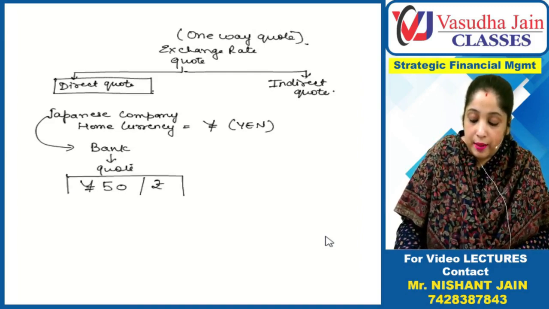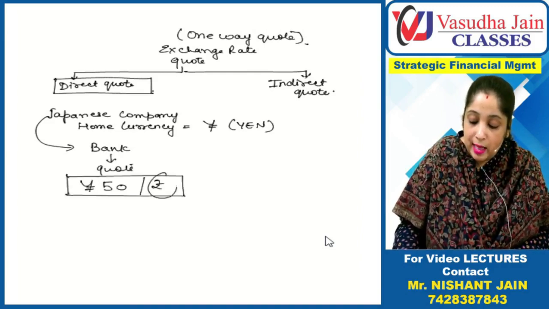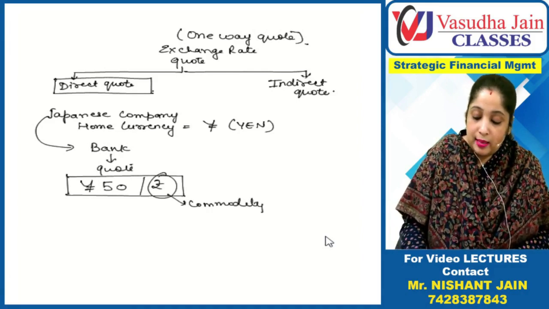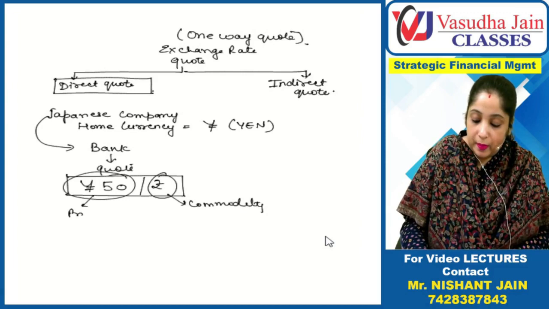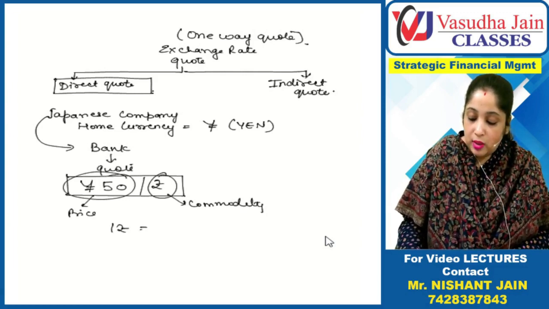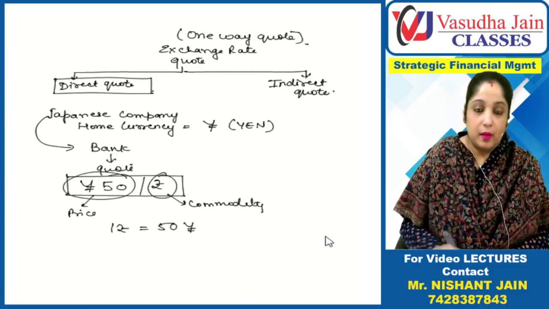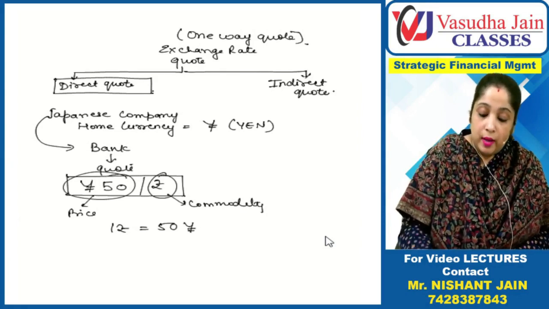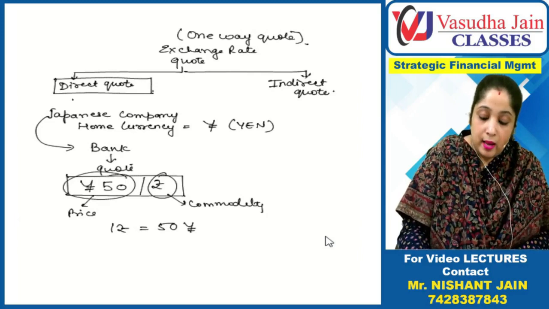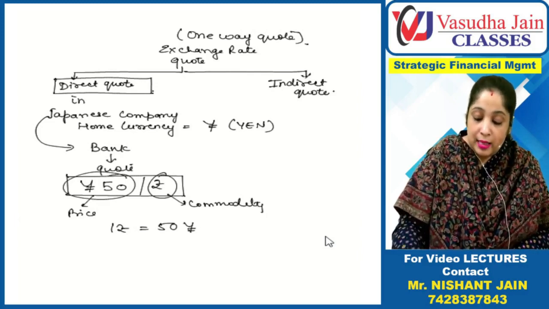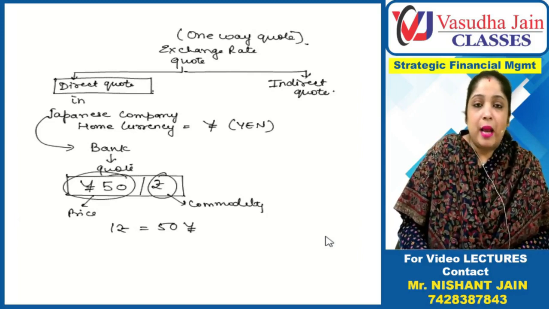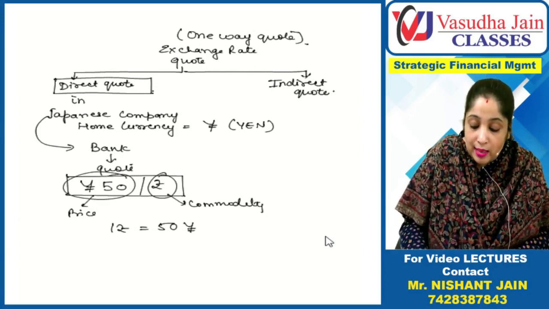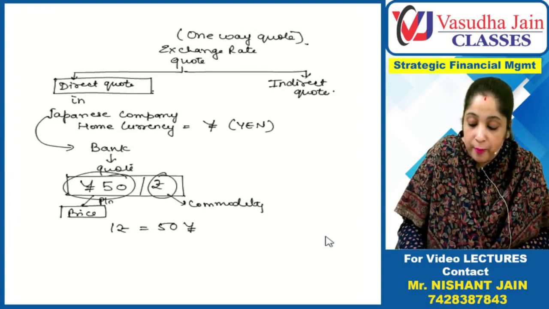Now this is the commodity and this is the price. Right? So 1 rupee is costing 50 yen. Now this is the direct quote in Japan. Why? Because in Japan you will never be interested in buying yen, you will be interested in buying foreign currency. Your own currency will play the role of price.